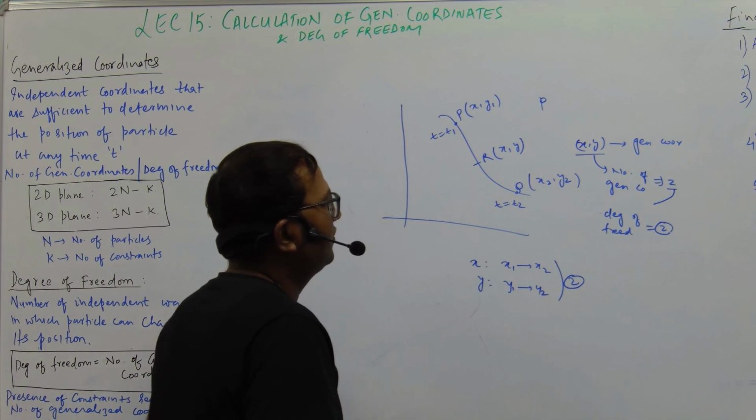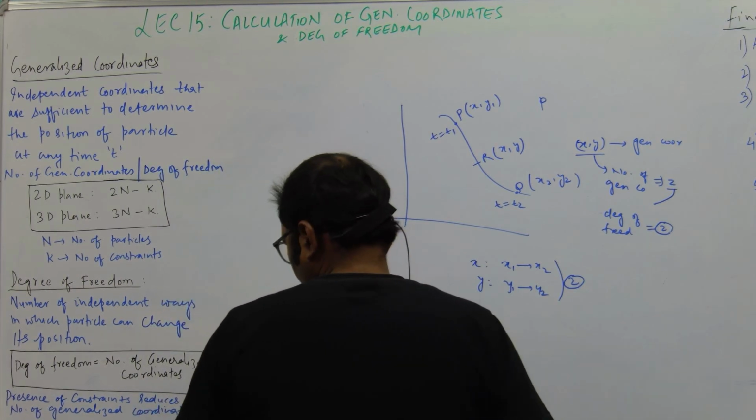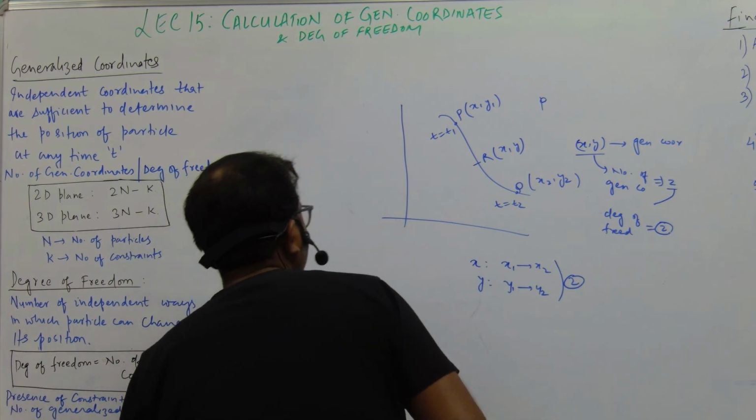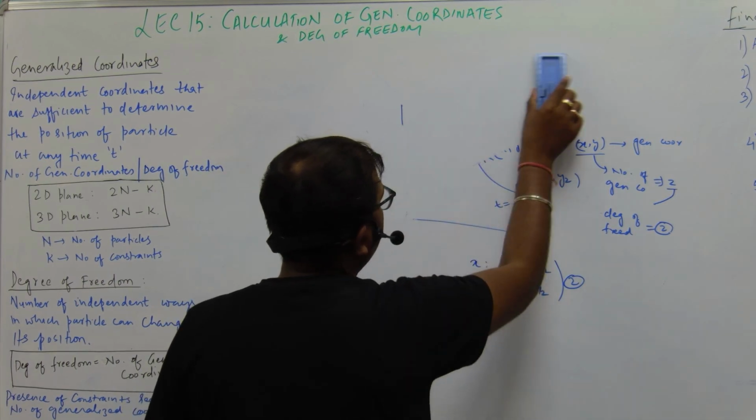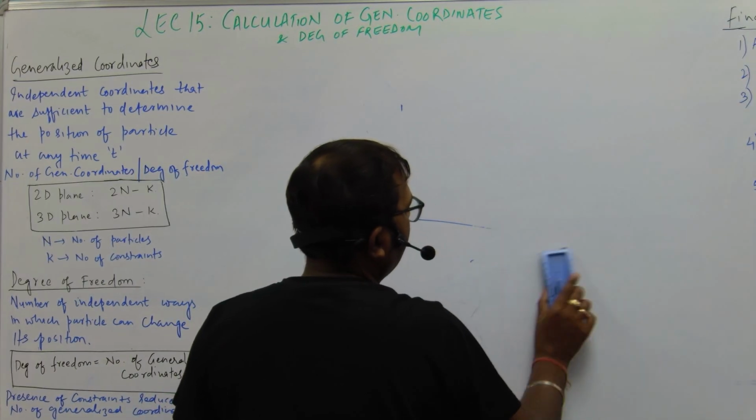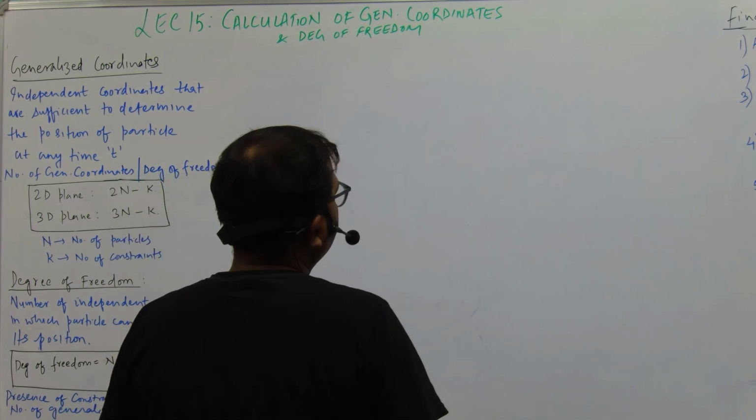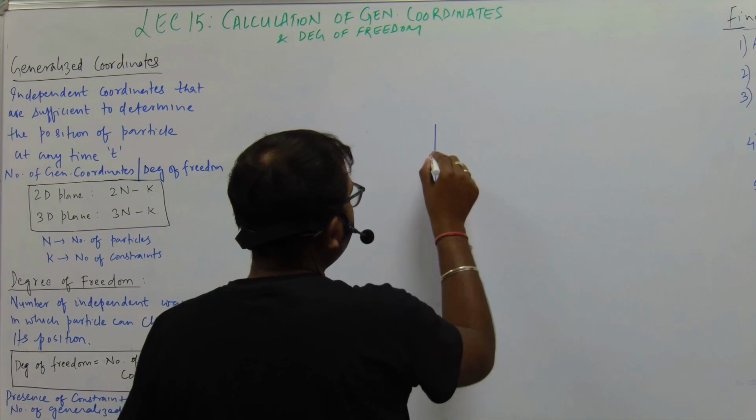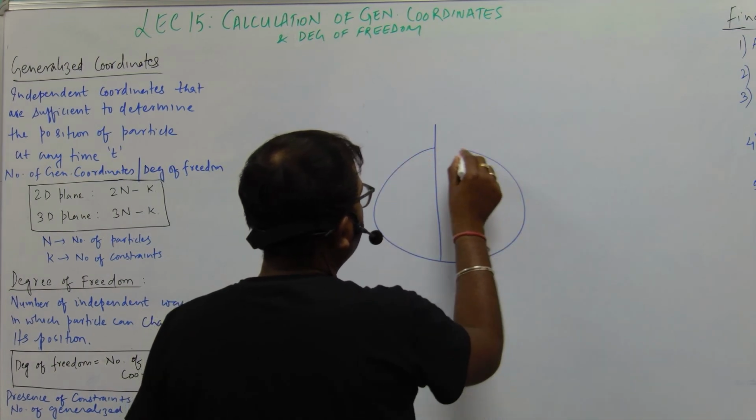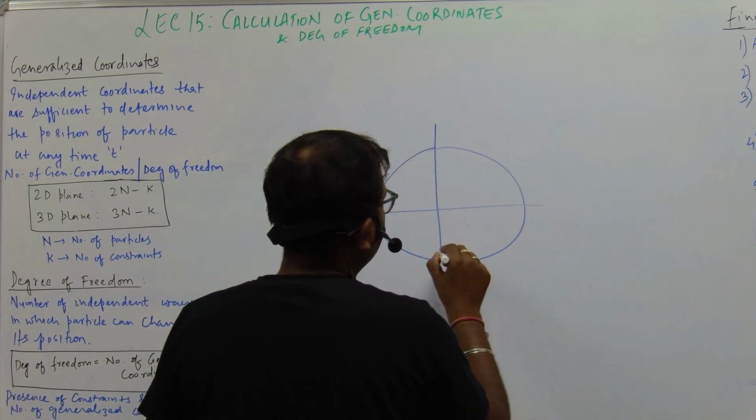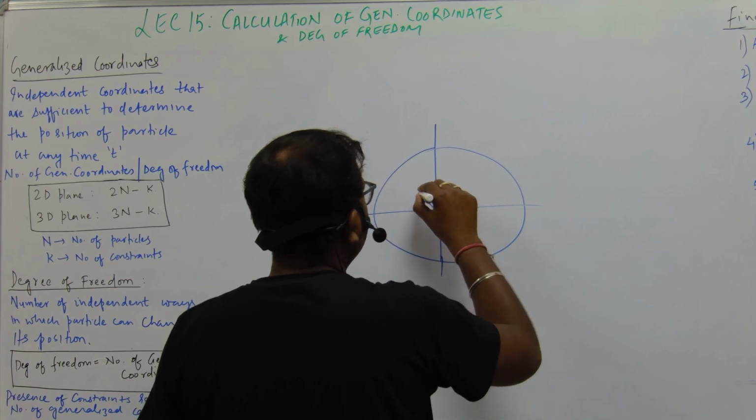So this we have seen in the previous set of lectures. Also we have seen that due to presence of a constraint, the degree of freedom gets reduced by 1. So how can we show this? Let us take a circle. Let us take a circle of radius a. This is a circle of radius a.